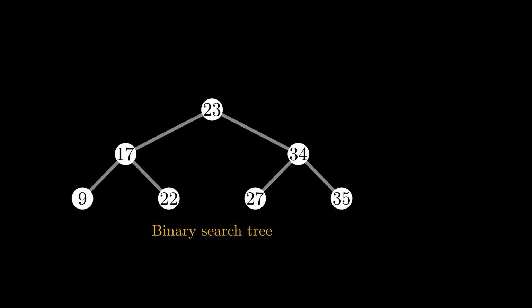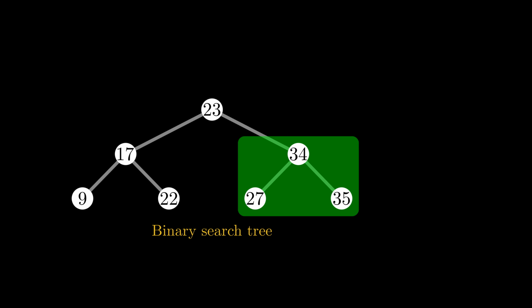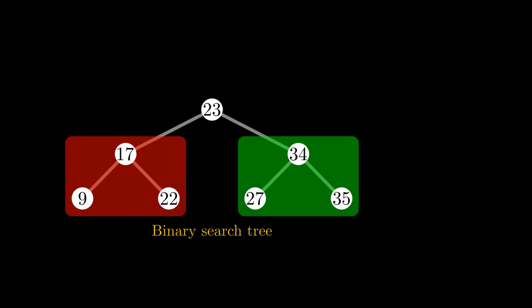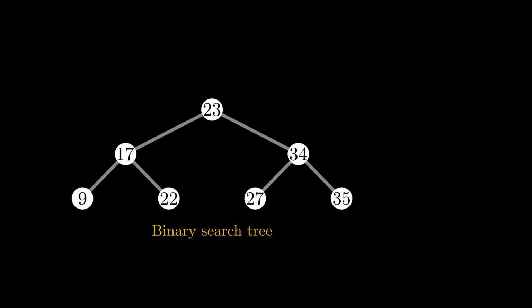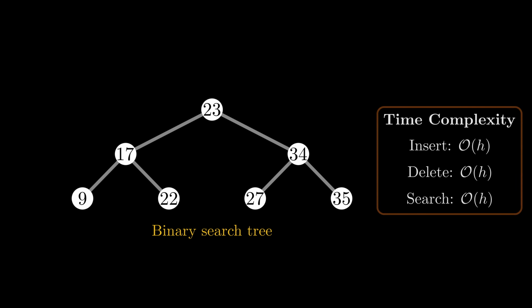In this case, 17 is smaller than 23 and is therefore a left child of the node 23. 34 is larger than 23 and is therefore a right child of the node 23. This property holds for all nodes in the tree. Furthermore, we can imply when considering the root node that every node in the right subtree must have a key value larger than or equal to 23, and every node in the left subtree must have a key value smaller than that. Now, the time complexity for the three basic operations depends obviously linearly on the height of the tree.